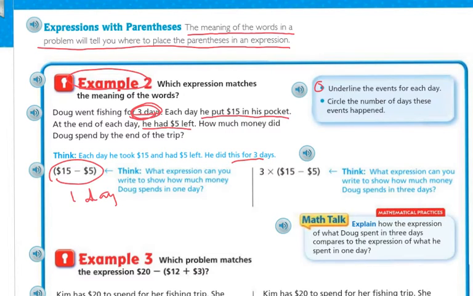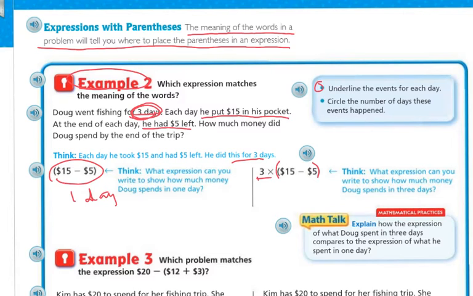So if I'm over here, I'm going to have 3 times the quantity 15 minus 5. And we have to put that in parentheses because if I were to do 3 times 15 first and subtract 5, I would get a very different number than doing 15 minus 5 and multiplying that number by 3. So you want to make sure that you're keeping the parentheses so that you can keep the problem in the order that it needs to be solved.